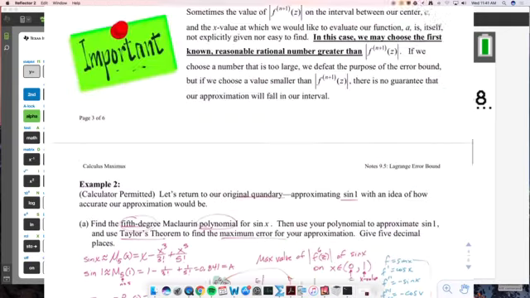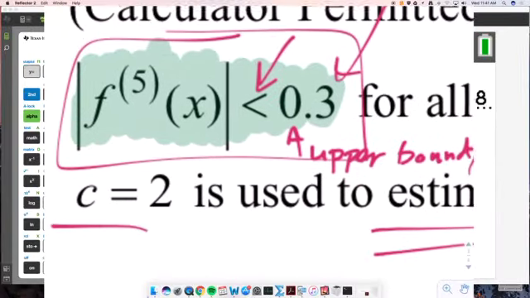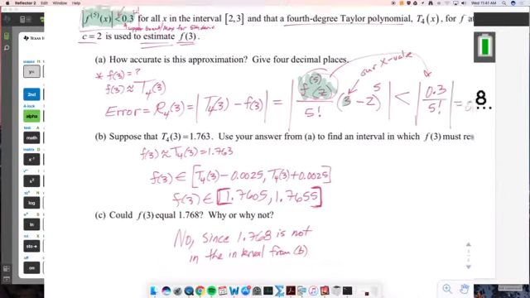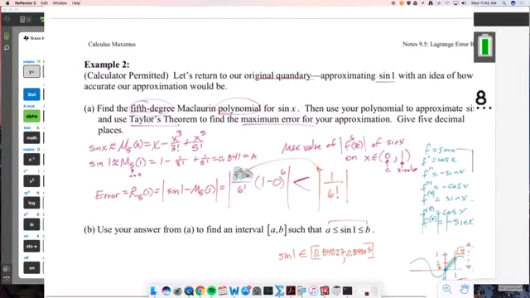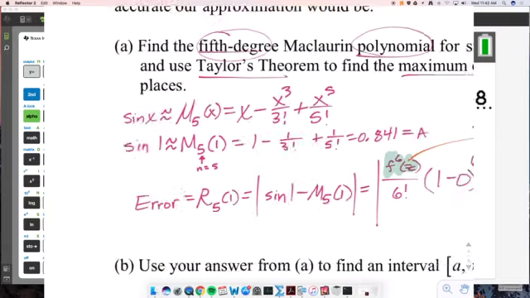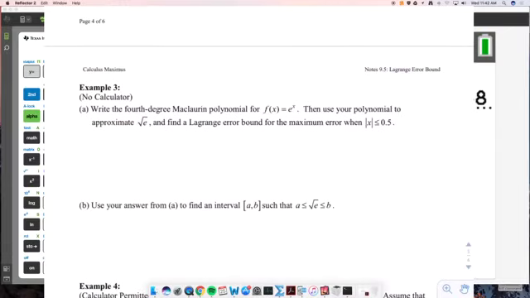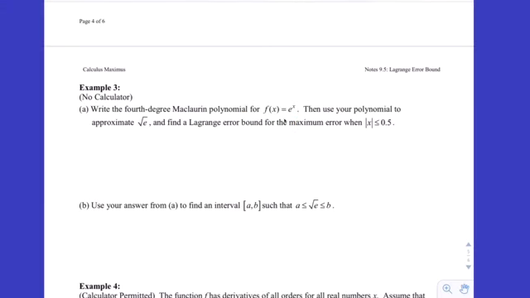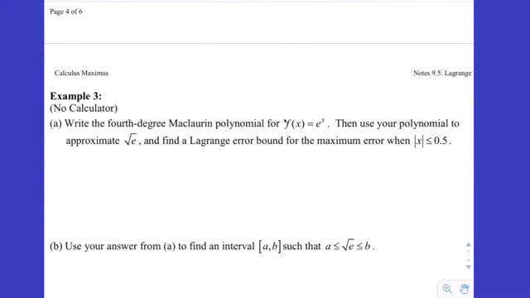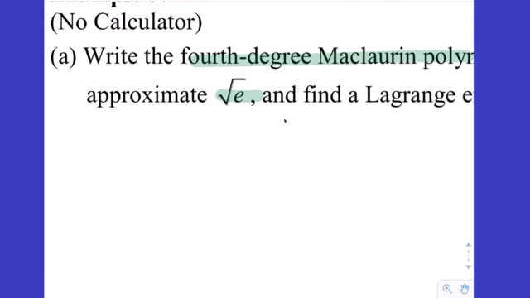Questions on that? So we've gone really from being handed the number we need to kind of inferring what a safe value would be for like sine or cosine. It comes down to how else can we do it? Well, let's look at another example. Example 3, now no calculator. Write a 4th degree Maclaurin polynomial for e to the x, and then use it to approximate the square root of e. All right, no problem, we got that.